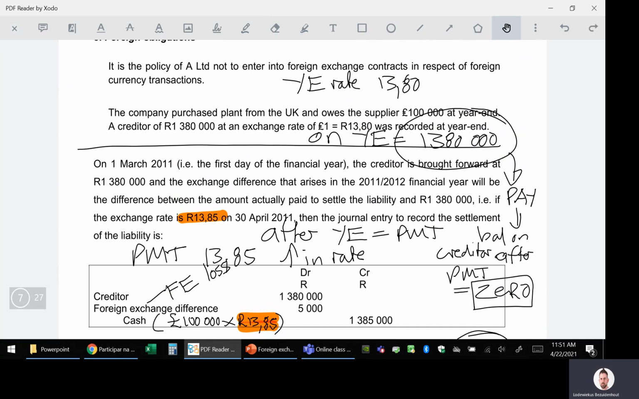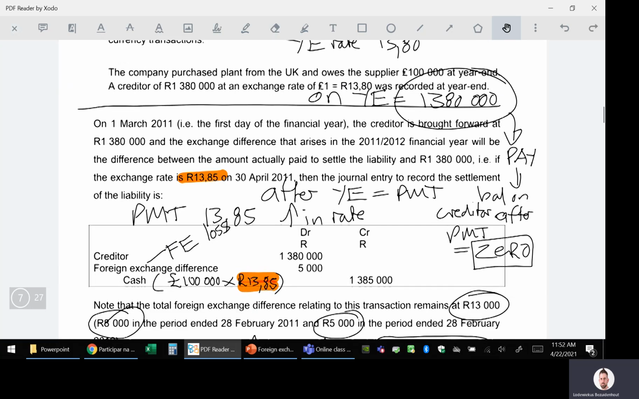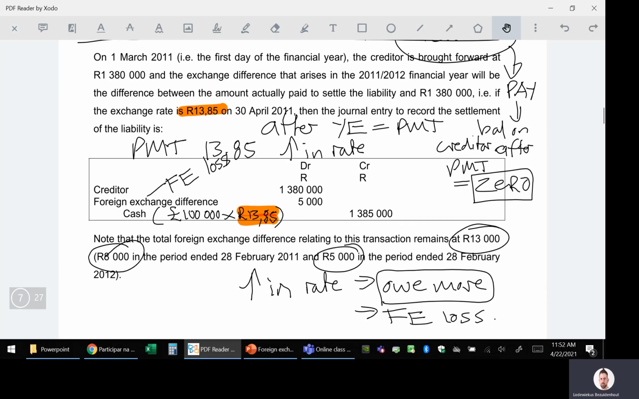There is another method, to first restate the creditor on the payment date and then do the bank transaction, but that is just a duplication of all the information. So the easiest way is to ask what my creditor was at year end, the previous balance that we had. If it now needs to be zero, we make it zero by taking out that amount. So we debit the creditor and credit the bank with the bank amount, and the difference between the two will be either a foreign exchange profit or loss.